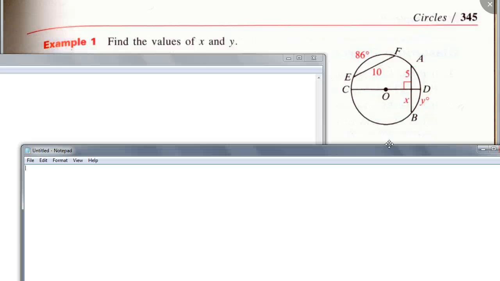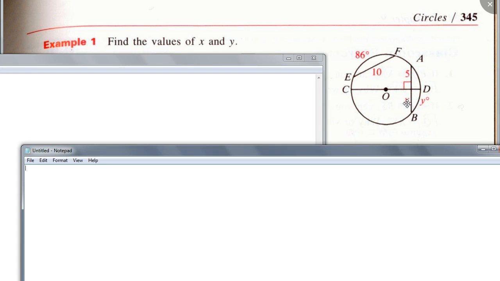Okay. I bet a lot of you were able to figure out what x is. How many people got x equals 5? Raise your hand. That's pretty straightforward, right? Because what do we know? Just the theorem we just talked about. You have a diameter and a chord that's perpendicular. The diameter bisects the chord and the arc. So if this is 5, x has to be 5 also. Correct? The interesting thing is, how do you find y?